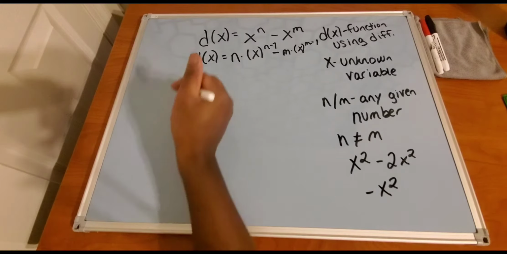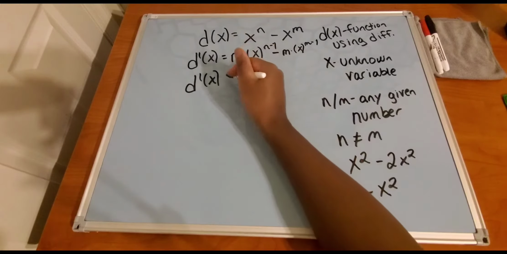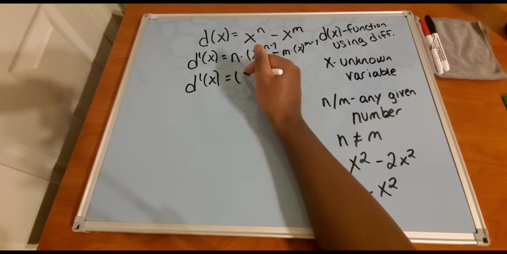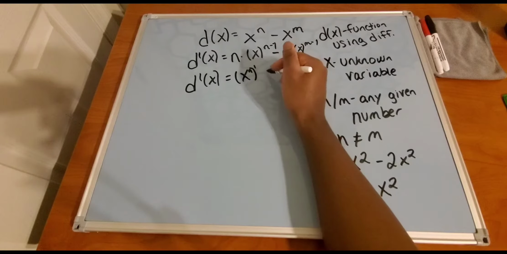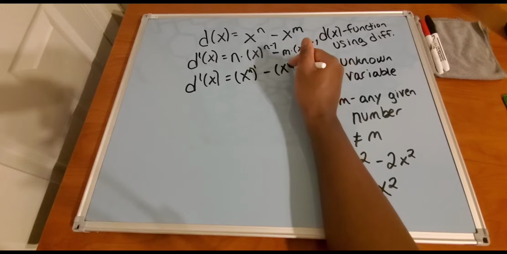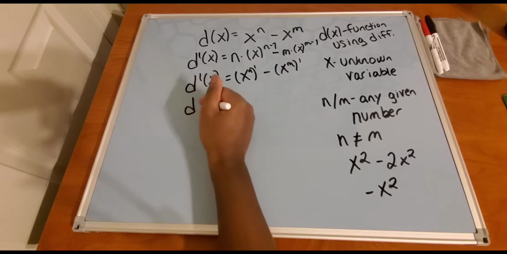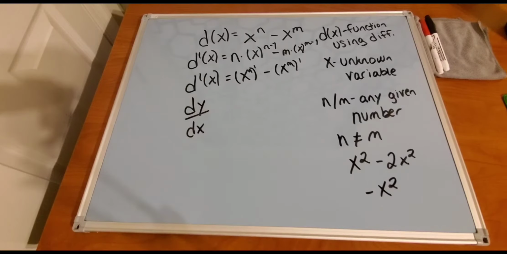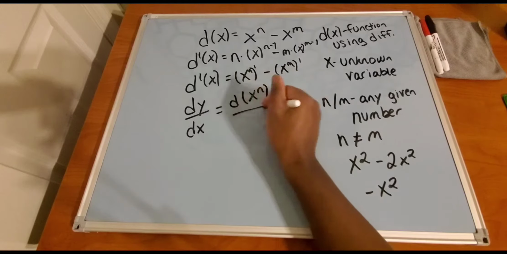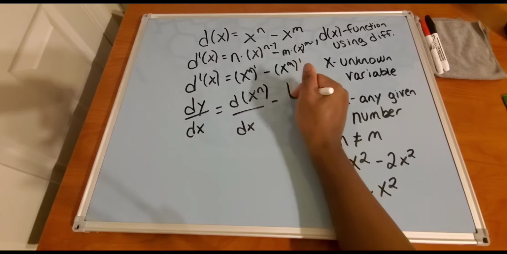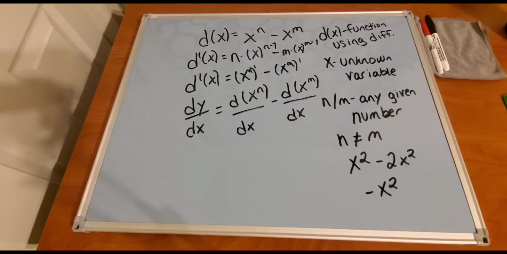Or if you've already watched my power rule video, then using the power rule, we can just say that the first derivative is actually equal to the derivative of the first one, so x to the n, prime, minus the derivative of the second one, which is x to the m, prime. That's really not the correct notation for it. If I wanted to be mathematically correct, a more accurate way of writing it would be the derivative of x raised to the power of n with respect to x minus the derivative of x raised to the power of m with respect to x, if I'm being technical.